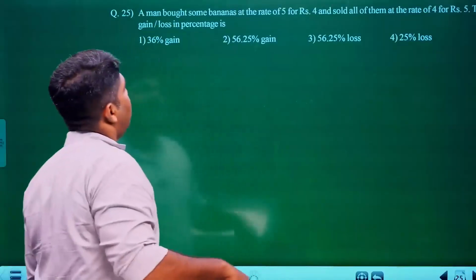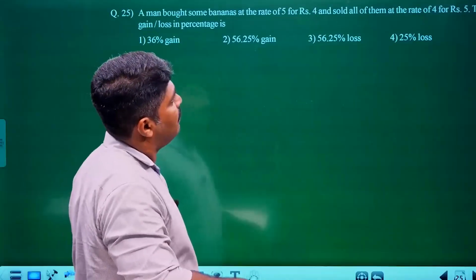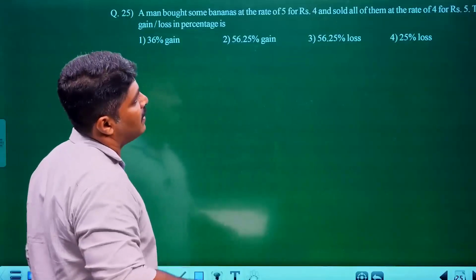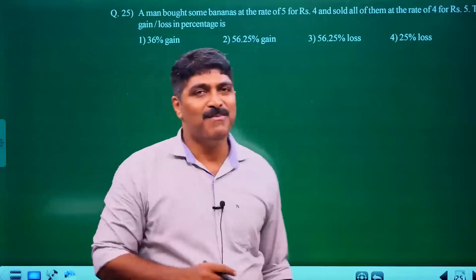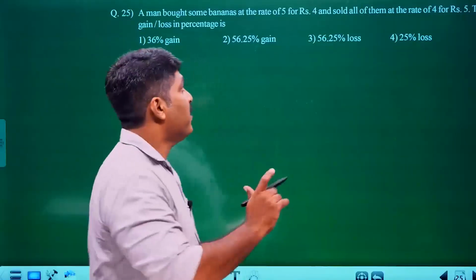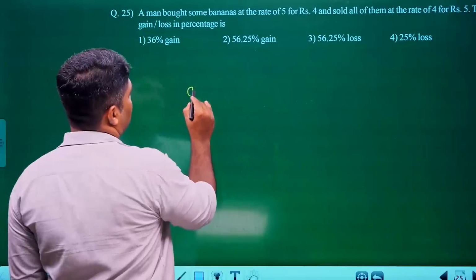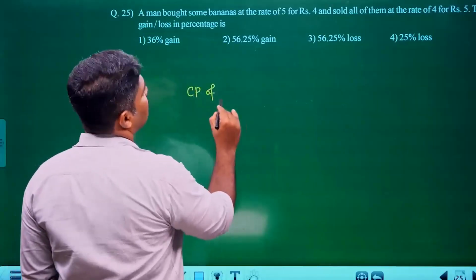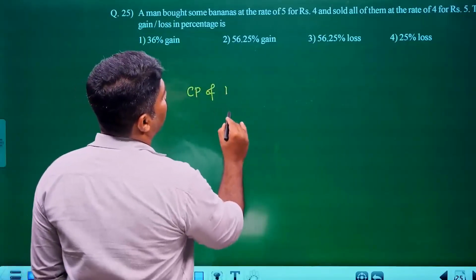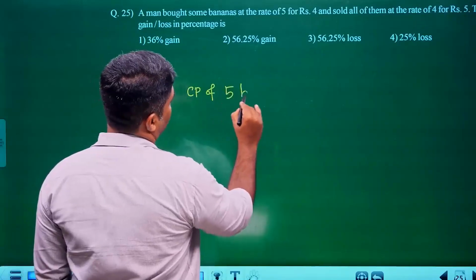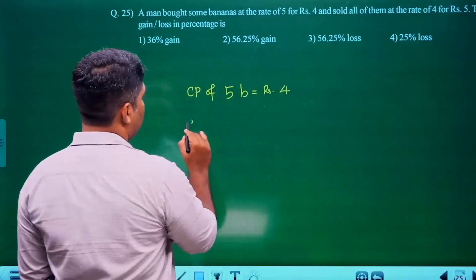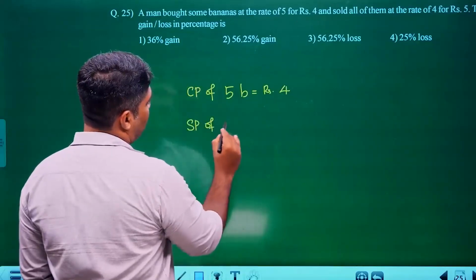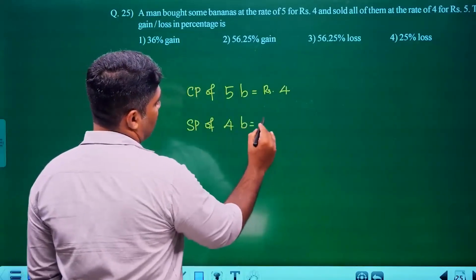A man bought some bananas at the rate of 5 for rupees 4 and sold all of them at the rate of 4 for rupees 5. Find the gain or loss percent. That's an interesting question from profit and loss. So it's a tricky one. What you have to consider is a rate problem. You just consider like this. Cost price of 5 bananas is rupees 4. Similarly, the selling price of 4 bananas is rupees 5.